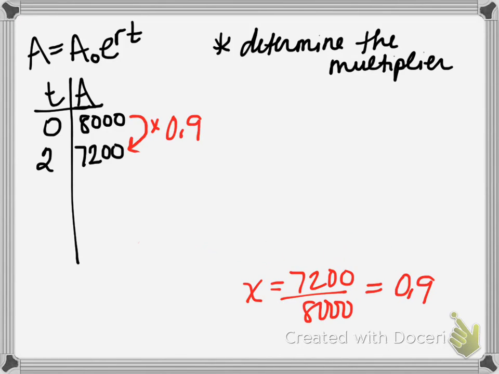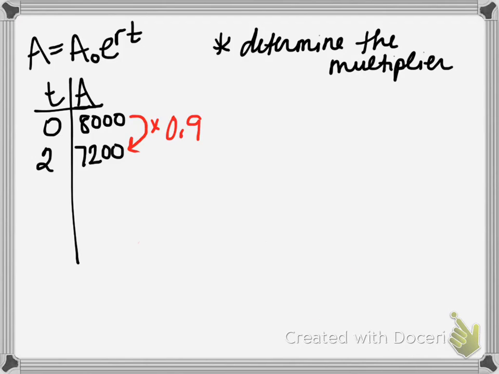So I could continue to multiply by 0.9. For example, if I multiplied 7,200 by 0.9, that would give me 6,480. So if I wanted another value in my table, this would be 6,480. But notice that my time increment here increased by 2. So if I increase by 2 again, then that would be at a time of 4.